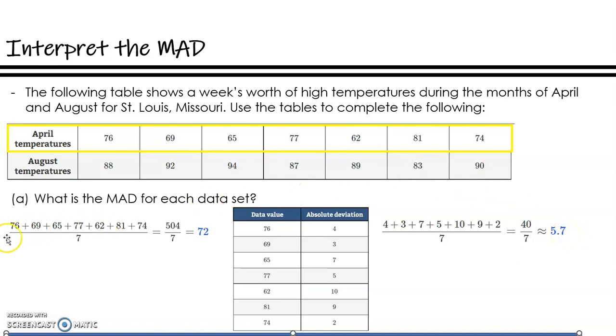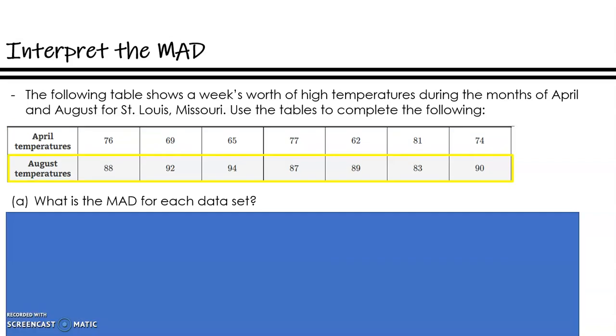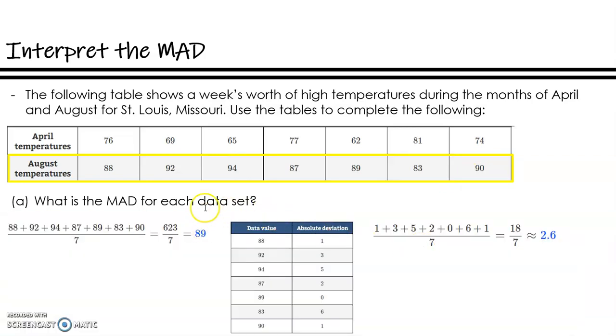Okay, let's take a look at the MAD for August. So again, you're going to find the mean. Then you're going to find how far away each day is, or each temperature is from the mean, and average that together. So the average temperature for August was 89. Here are our absolute deviations, and you can see that the MAD for August was 2.6, which is less.